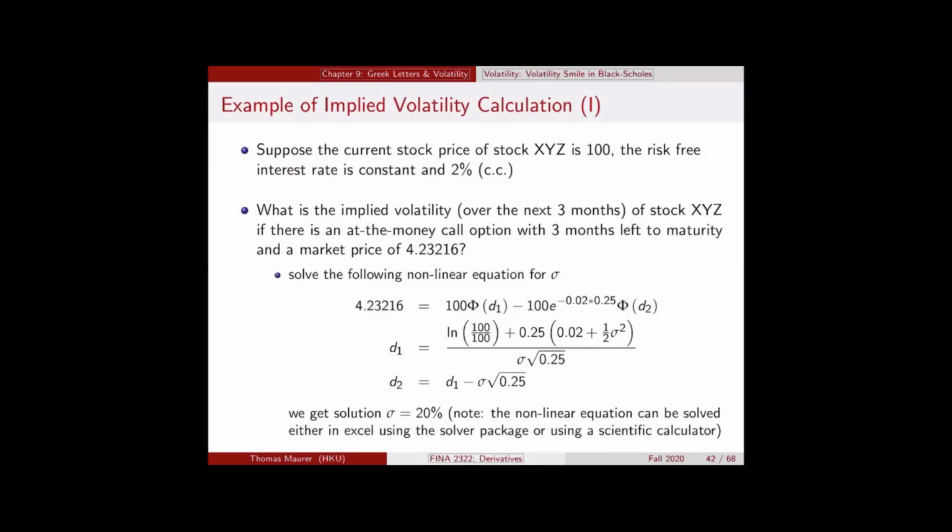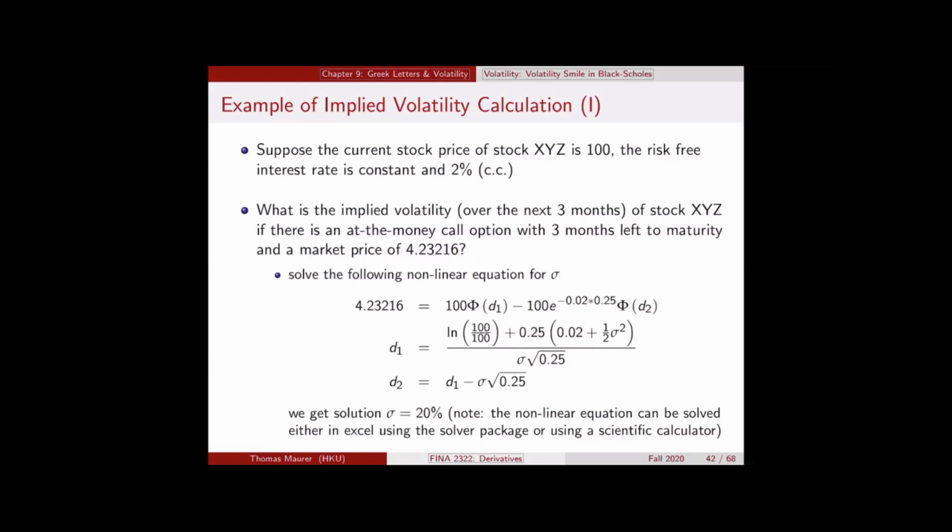Suppose you have a current stock price of the company XYZ, which is $100. The risk-free interest rate is constant at 2% per year, continuously compounded. Suppose we would like to figure out what is the implied volatility over the next 3 months of that stock XYZ. If we have an at-the-money call option with 3 months left to maturity, and the price at which this is traded is $4.23216.